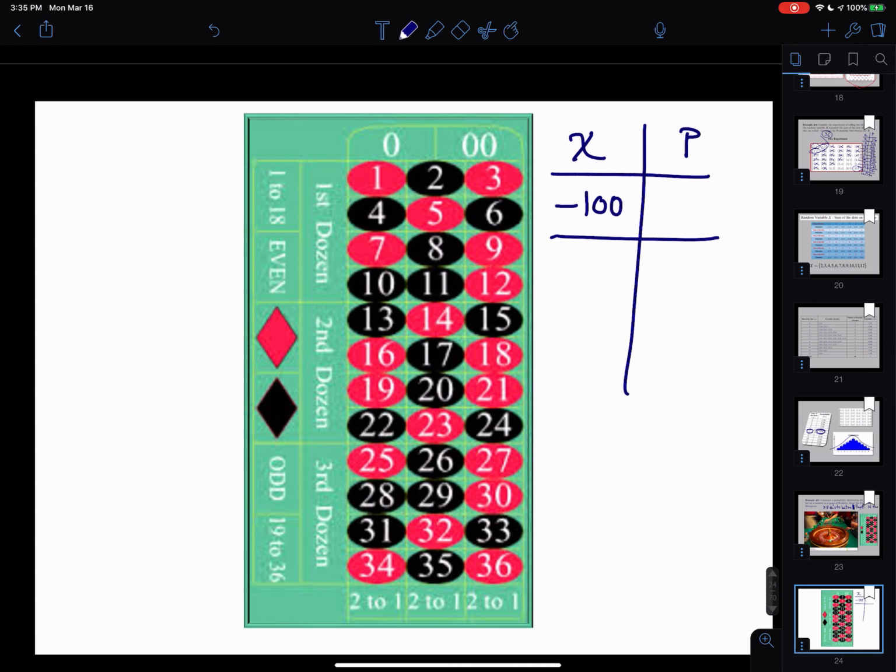Now, if you win, remember the payoff is 36 times. Which means if you win and your bet's $100, you get $3,600 back. But remember, $100 of it was yours, so you get $3,500. So that's it. If you lose, you lose the $100. If you win, you win $3,500. And those are the numerical values of your outcomes.